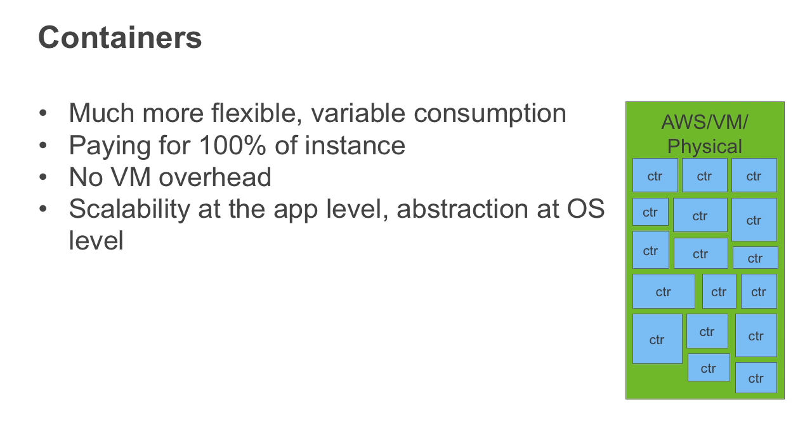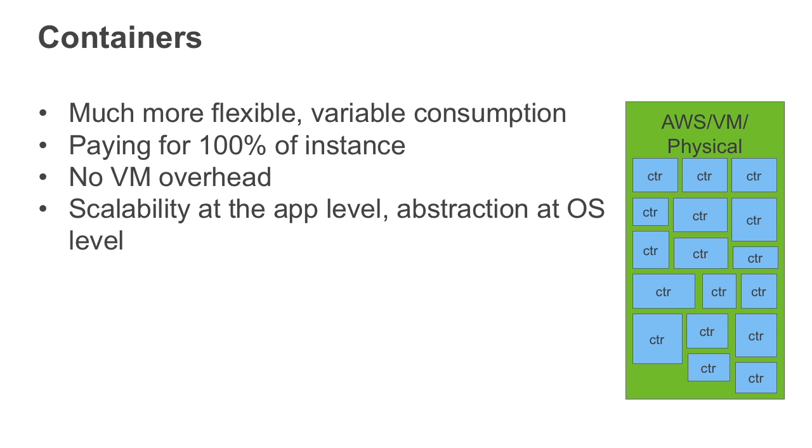So along comes containers. And there's been containers for a long time in the form of Linux containers, but what really made this popular was Docker. And Docker has been around for 3 years, maybe 4 years, and it's a lot more flexible. You have variable consumption, and there's no virtual machine overhead. Scalability is at the application level, which is pretty cool, and abstraction at the operating system level.